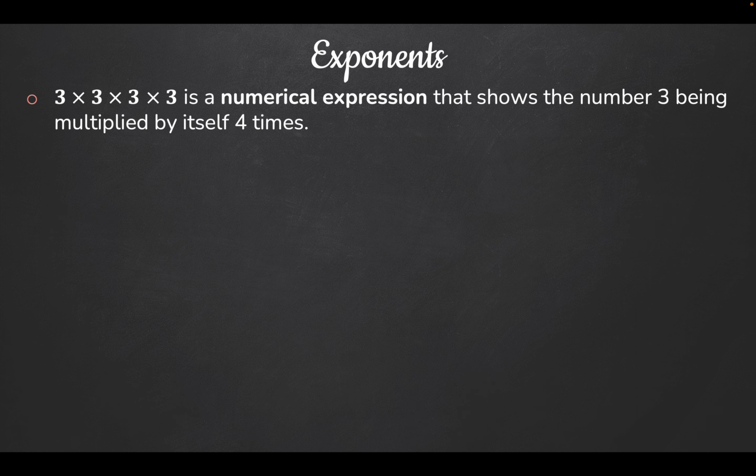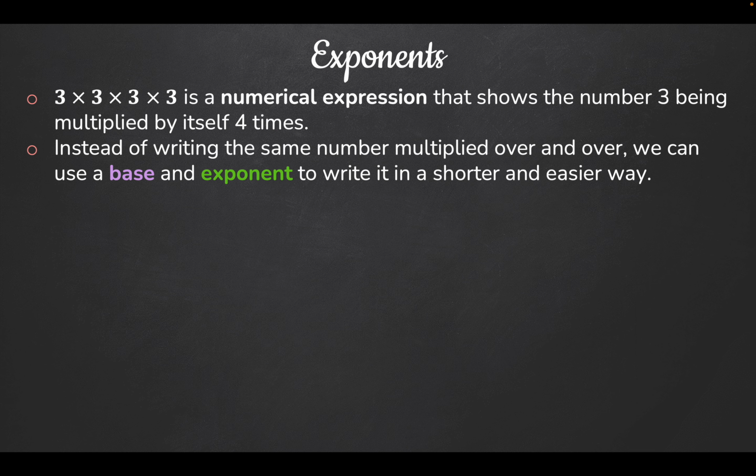To get us started, we have 3 times 3 times 3 times 3, which is a numerical expression that shows the number 3 being multiplied by itself 4 times. Instead of writing the same number multiplied over and over again, we can use a base and exponent to write it in a shorter and easier way.